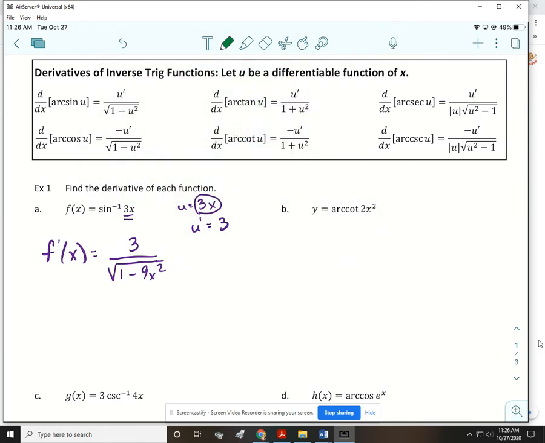All right, for the next one, u this time is 2x squared. So u prime is going to be 4x. All right, so then we want to find y prime of the arc cotangent. So we'll go to this one. The numerator is negative u prime, and the denominator is 1 plus u squared. So, oops, I was looking at the wrong one. So make sure you go back to u. U squared is going to be 4x to the 4th.